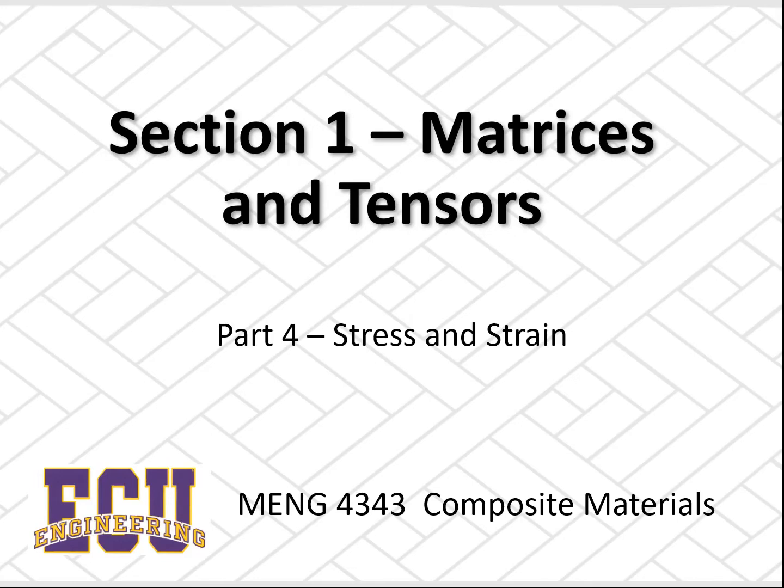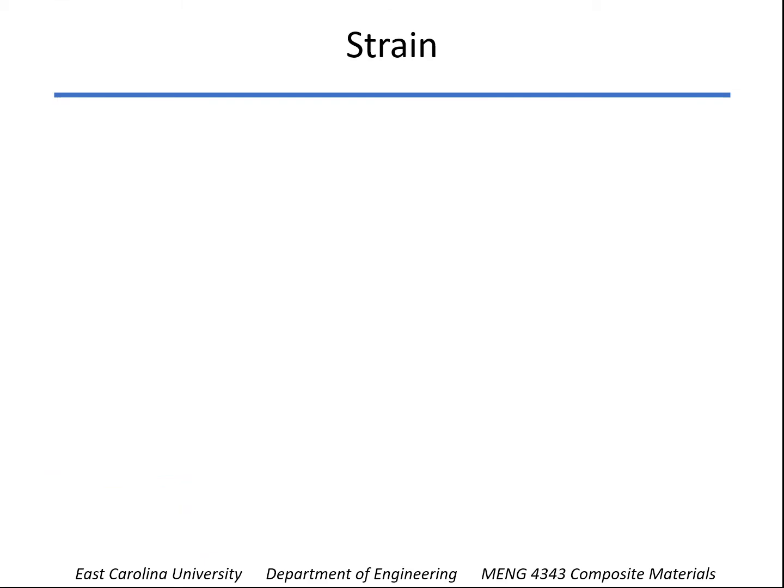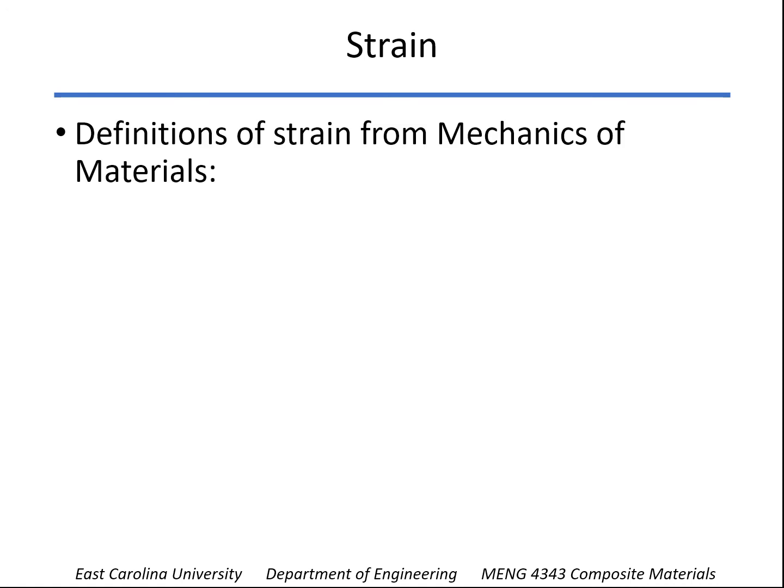In this video, we're going to talk about stress and strain and define them using our indicial notation that we've talked about earlier. And so to start out with, let's talk about the definitions of strain that we learned in mechanics of materials. Now, there are two types of strain, normal and shear.